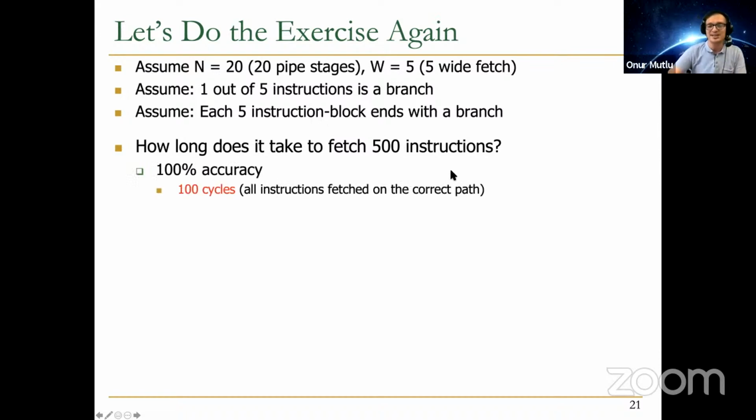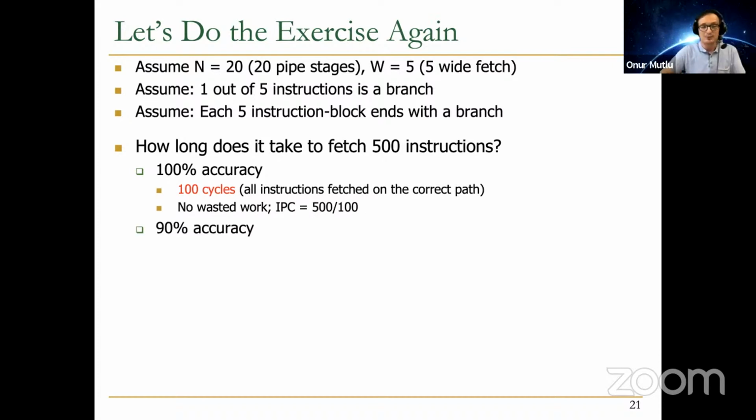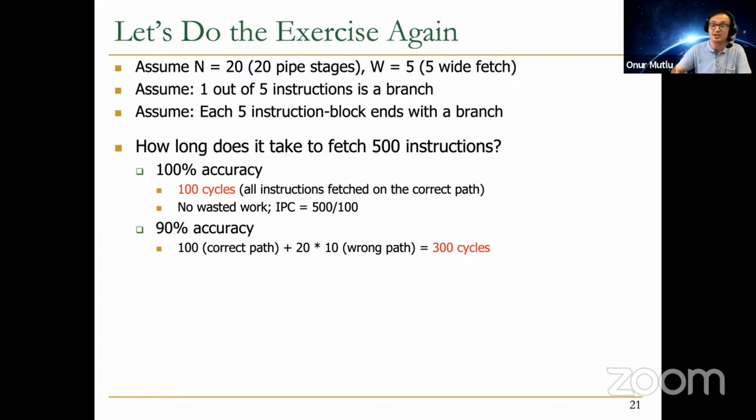With 100% accuracy, basically it takes 100 cycles because we have 500 instructions and we're fetching 5, right? Now with no wasted work, with 90% accuracy, we mispredict 10 of those branches because we have 100 branches and 90% accuracy, and each branch caused us to spend 20 cycles on the wrong path. Which means that we need to actually fetch instructions in 300 cycles. So that's terrible, as we have discussed earlier. You fetch 200% extra instructions and IPC tanks. From 5 IPC, you go to 1.6.